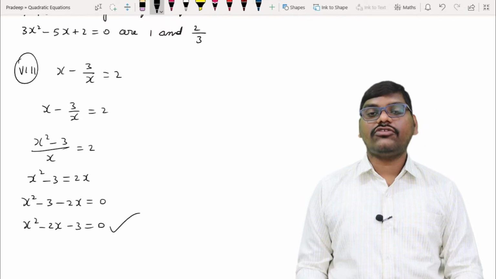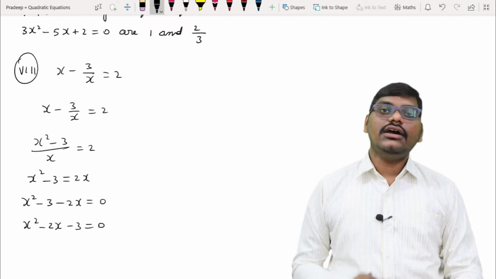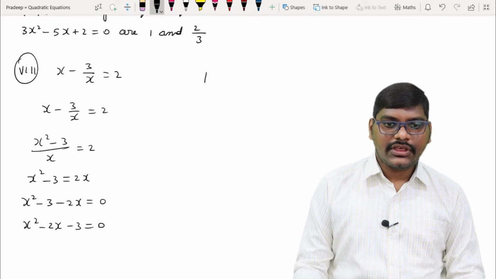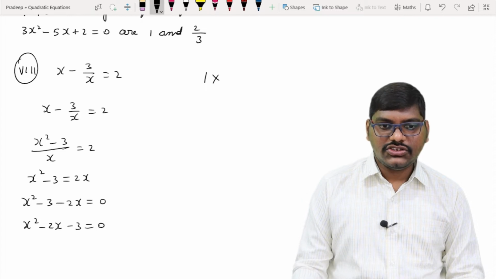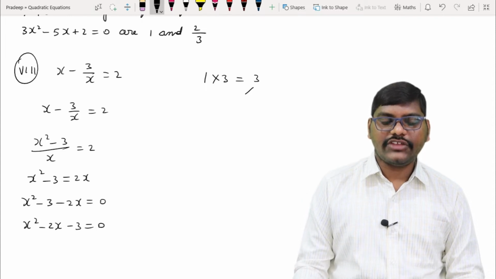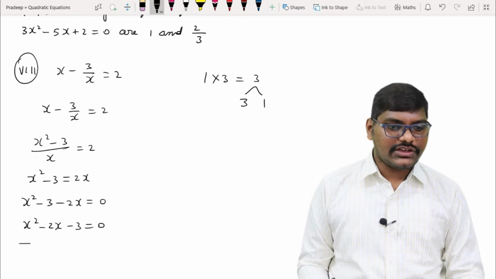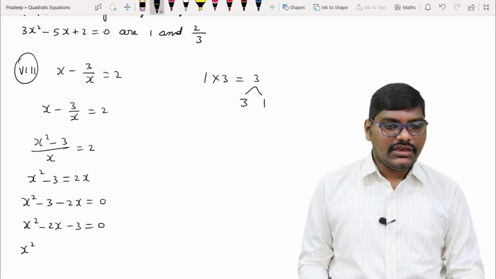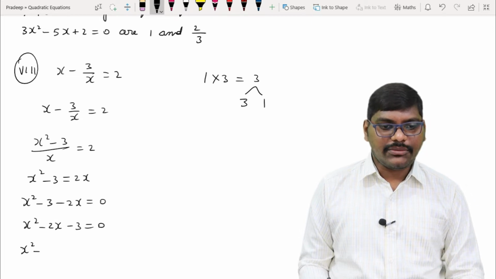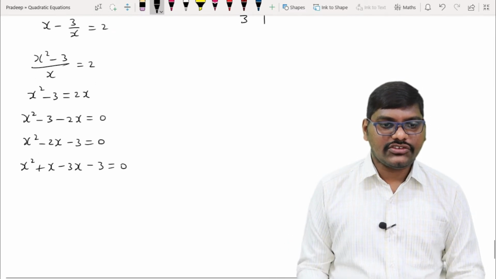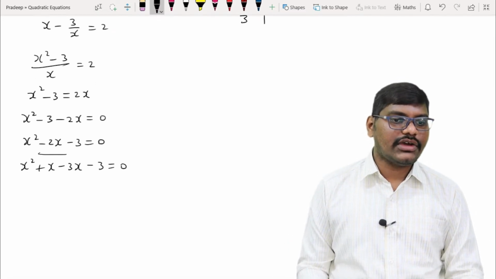This is a perfect quadratic equation. Now we have to find the roots for this particular equation. Here the coefficient of x² is 1 and the constant is 3, so 3 ones is 3. I can write the same here: x² and I'm writing this as plus x and this as minus 3x minus 3 equal to 0. Let's solve this further. This is minus 2x, and x minus 3x is nothing but minus 2x.